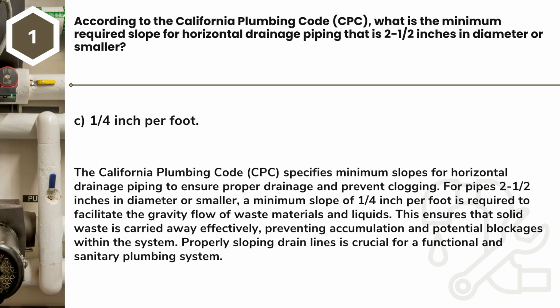Answer: C. 1/4 inch per foot. The California Plumbing Code, CPC, specifies minimum slopes for horizontal drainage piping to ensure proper drainage and prevent clogging. For pipes 2.5 inches in diameter or smaller, a minimum slope of 1/4 inch per foot is required to facilitate the gravity flow of waste materials and liquids. This ensures that solid waste is carried away effectively, preventing accumulation and potential blockages within the system. Properly sloping drain lines is crucial for a functional and sanitary plumbing system.